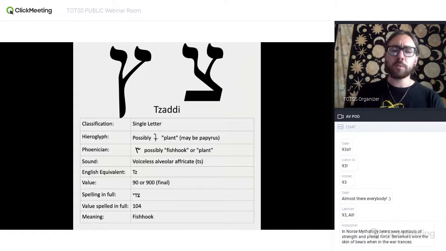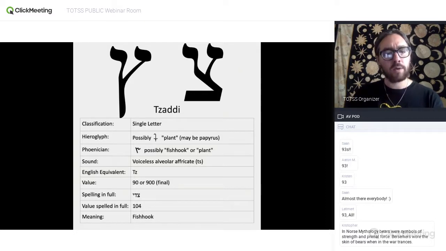Our hieroglyph. Now, this one was particularly confusing and I think uncertain. It's possibly from an Egyptian hieroglyph, maybe the one that you see there, meaning plant, and possibly the papyrus plant in particular, though that is pretty unclear. And then that Egyptian hieroglyph gives rise to the Phoenician letter that you see there, which may have meant plant again, or it may also have meant fish hook.